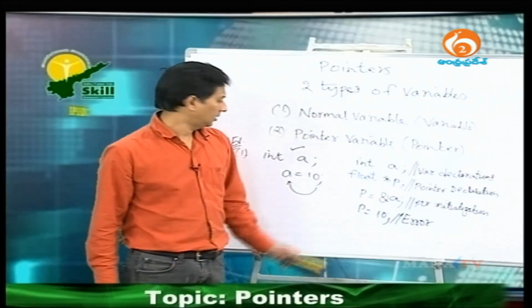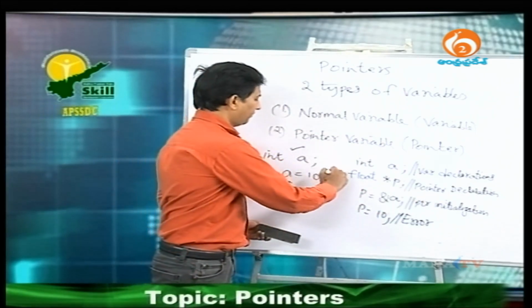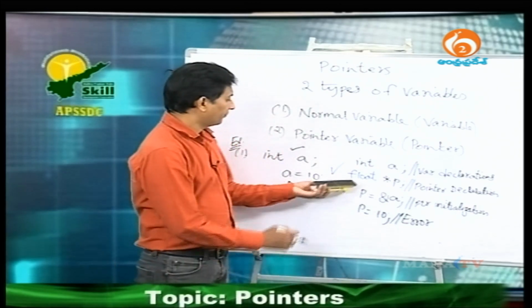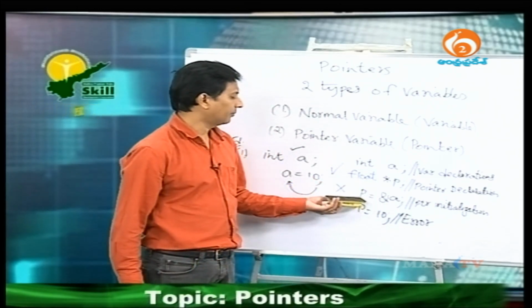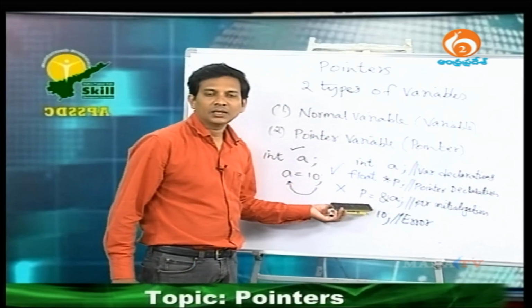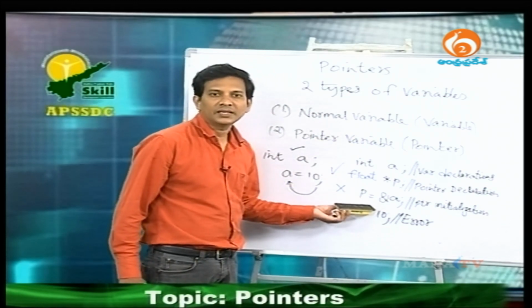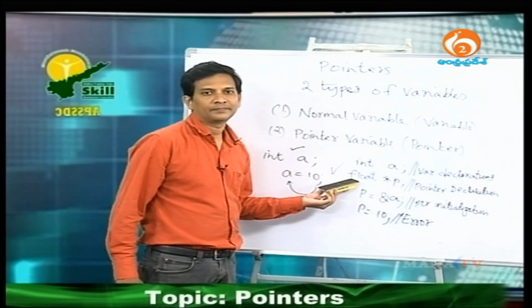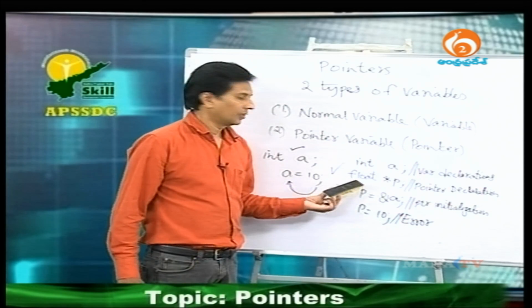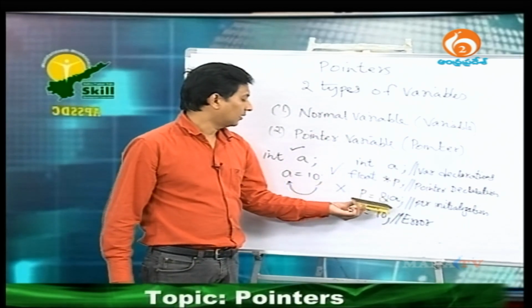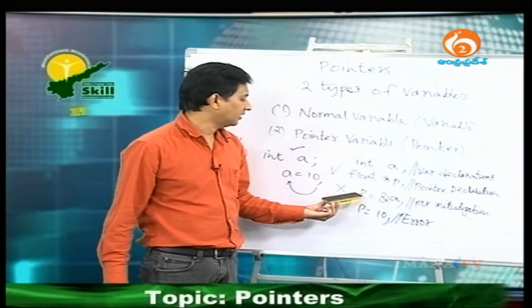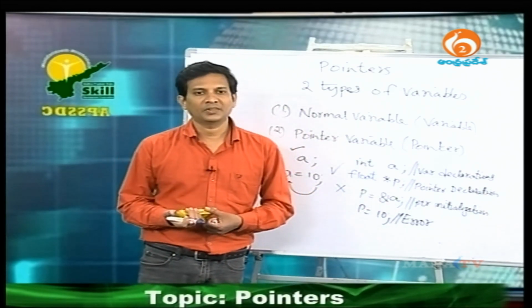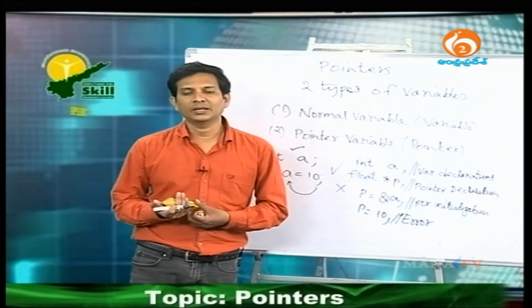Float star P. Here it is okay, but here we will get the error because the right hand side variable is an integer, whereas the left hand side is float. So here I cannot give. Whatever variable's address you want to give to the pointer variable, the left hand side pointer variable should have the same type. Then only I can initialize the pointer.